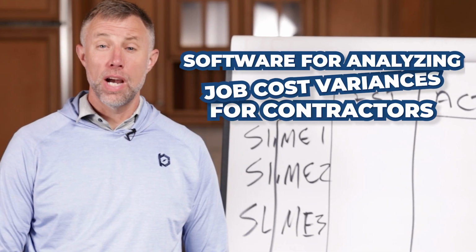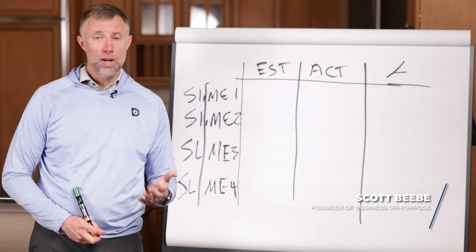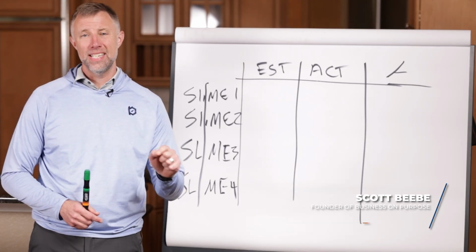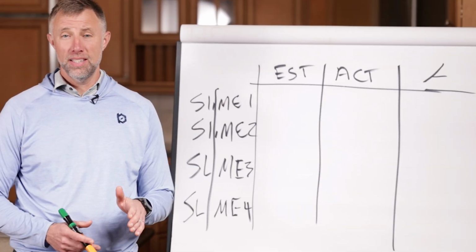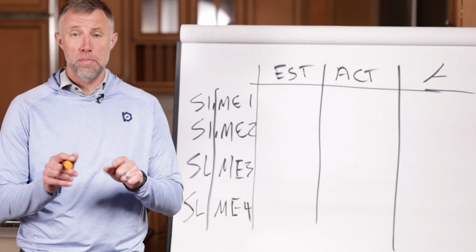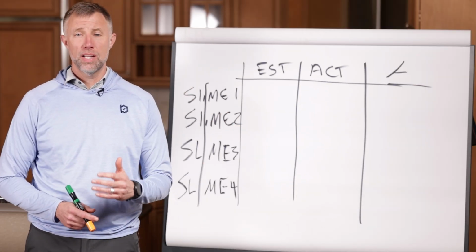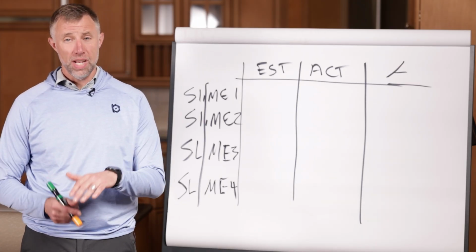Software for analyzing job cost variance for contractors. The myth of software is that software will find all the problems, or at least give you all the answers to the test. But the reality is software is entirely dependent on your process. A variance report with no process behind it is really just a pretty picture showing you the money that you've already lost. By the end of this video, you're going to know what job cost variance analysis is and how to build the process that makes any tool you would choose actually helpful.